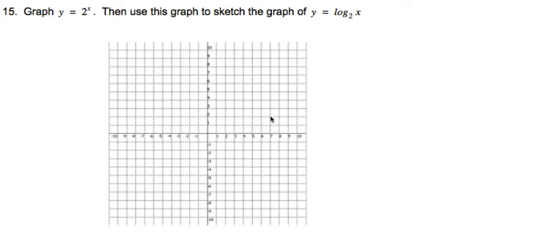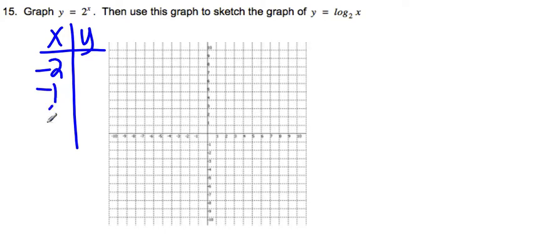All right, for our last graph, we're going to do y equals 2 to the x, and then we're going to use that to graph log base 2 of x. So starting out with y equals 2 to the x, we're going to do our xy table: -2, -1, 0, 1, and 2. So we're going to do 2 to the -2.